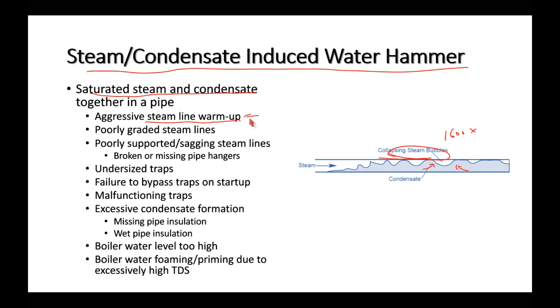Okay, don't warm up the steam line aggressively, because you might exceed the ability of a trap to discharge the condensate. Maybe the trap is sized for a warm-up load, but you're warming it up so aggressively that you are exceeding the rated warm-up load or the design warm-up load of the trap. Then you're going to get condensate backing up, and you're going to get steam-induced water hammer.